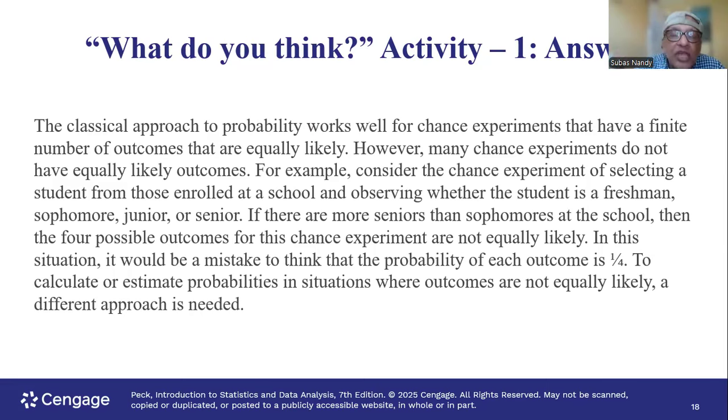Therefore, you cannot say that probability of senior is equal to 1 out of 4. It will be the number of seniors in this college divided by the total number of students. So the probability of each of these classes, freshman, sophomore, junior, and senior, is not equal to 1 out of 4. They do not have equal chance of happening because the number of students in each class is different.